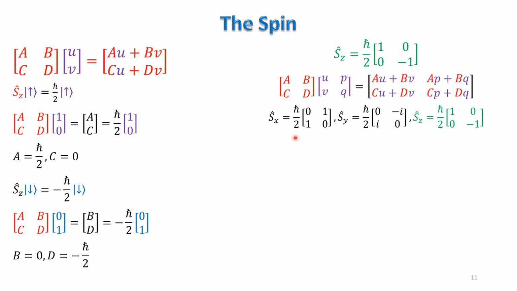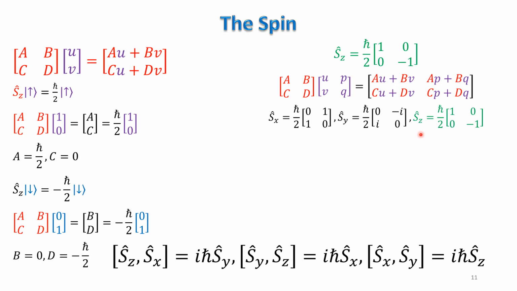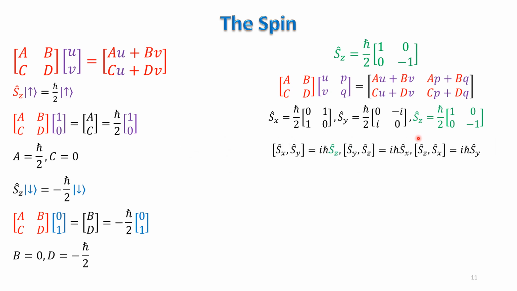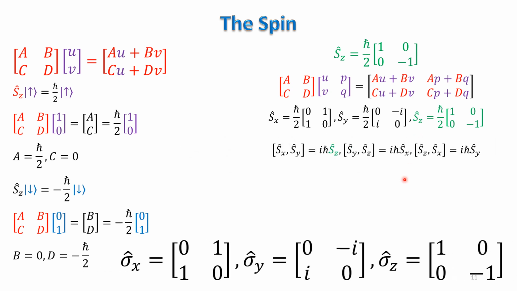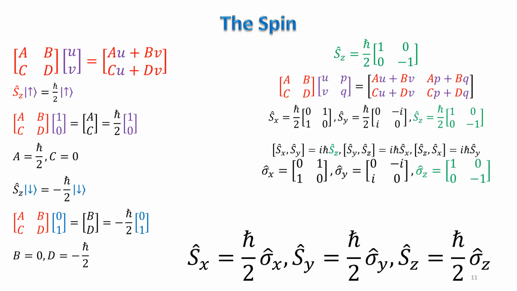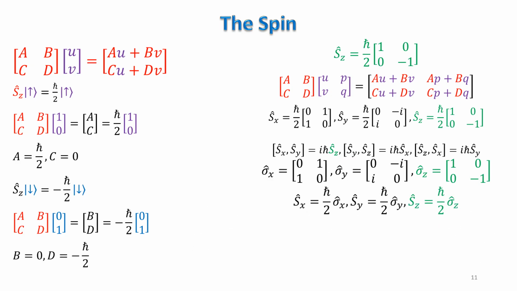S hat X, S hat Y, and S hat Z we have, and their commutation relation is as appearing on your screen. You can pause the video and verify the equations. So here sigma hat X, sigma hat Y, and sigma hat Z are said to be Pauli's matrices, and S hat Z, S hat X, S hat Y are the spin operators in terms of sigmas.